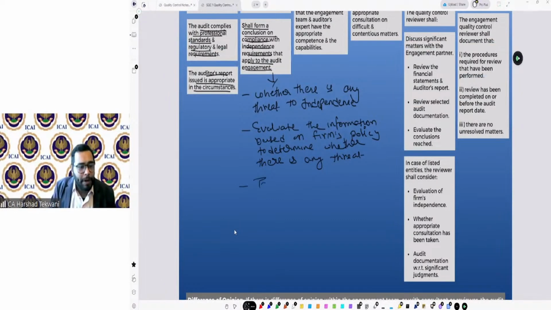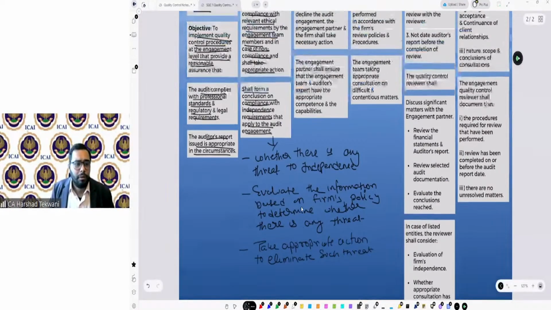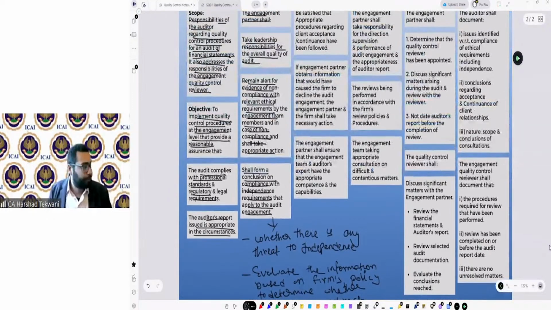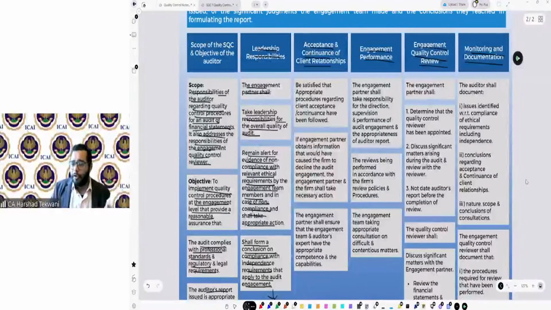So take appropriate action to eliminate such threat. Okay, clear? So that is something with respect to the leadership and independence requirement.